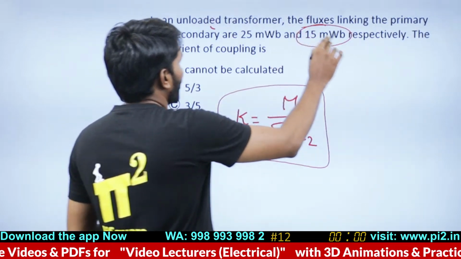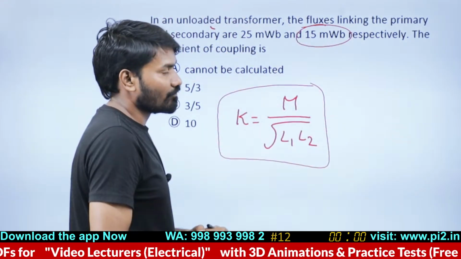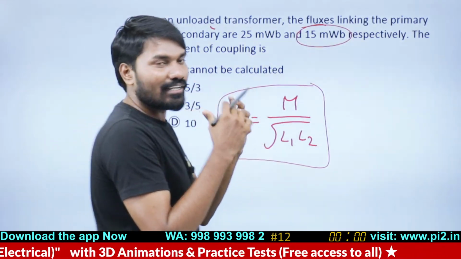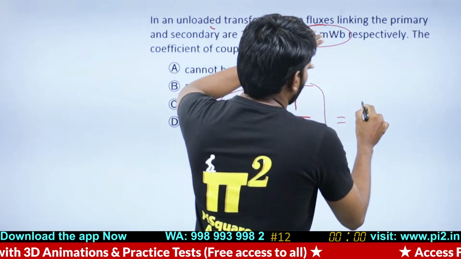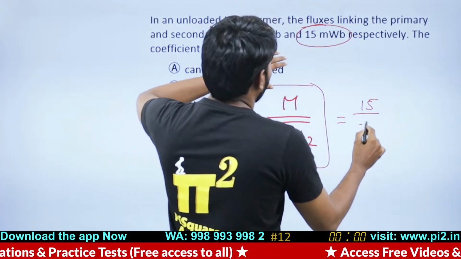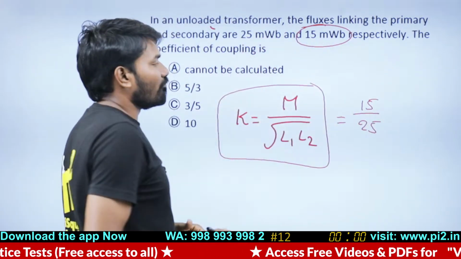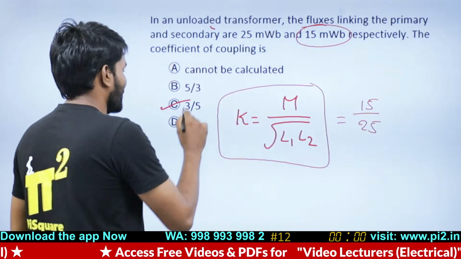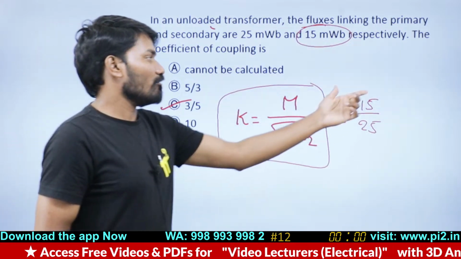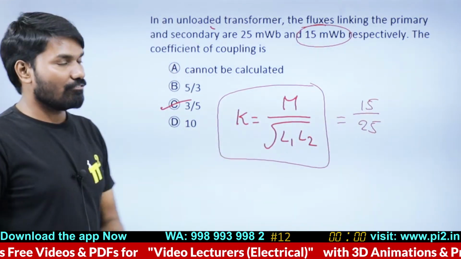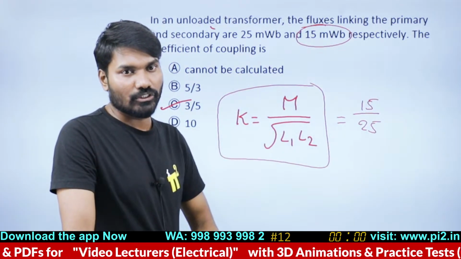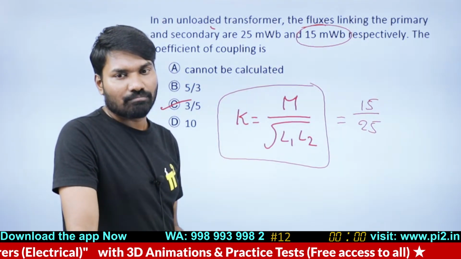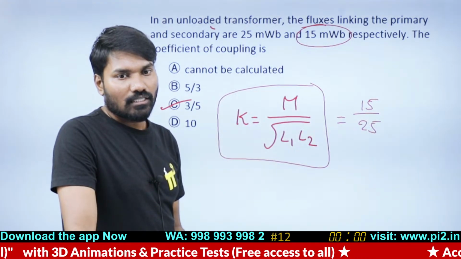15 milliweber is the one which links both the windings. The flux generated at the primary is 25 milliweber. So K is equal to the linking flux 15 milli by the total flux 25 milli. Milli cancels, and 15 by 25 gives 3 by 5, which is the answer. Good. It's good to accept that you don't know. If you don't know, you don't know. Simple.